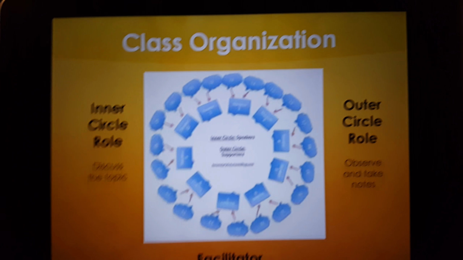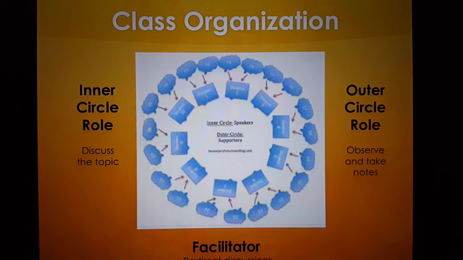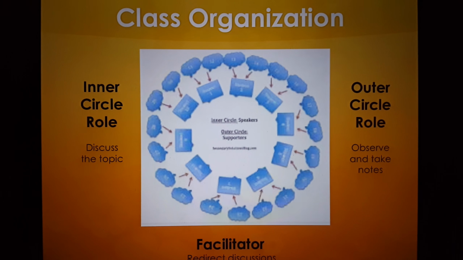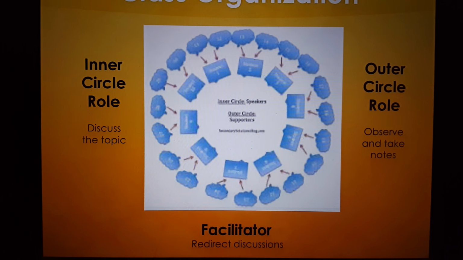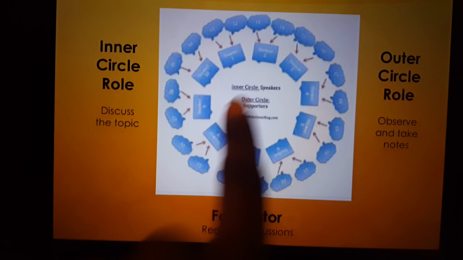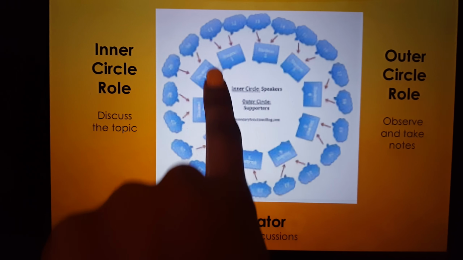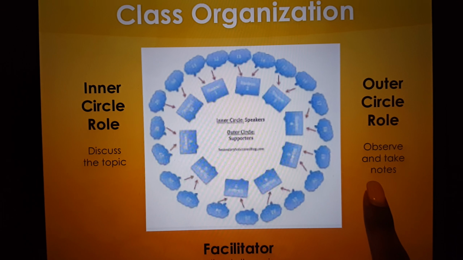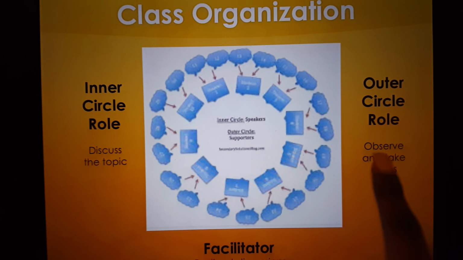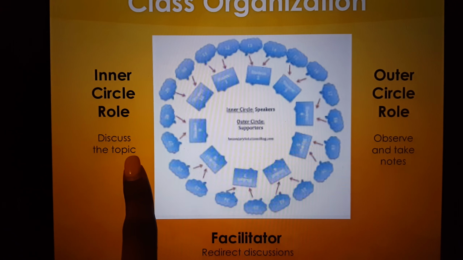Okay, now that we've finished figuring out our higher level thinking questions, let's look at the class organization. So how we organize our room. When we formulate our groups, we want our students to have an inner circle on the inside. Then we want an outer circle. In the outer circle, the role for those students is to observe and take notes. We want them to take notes as they listen to our inner circle, which is discussing the topic.